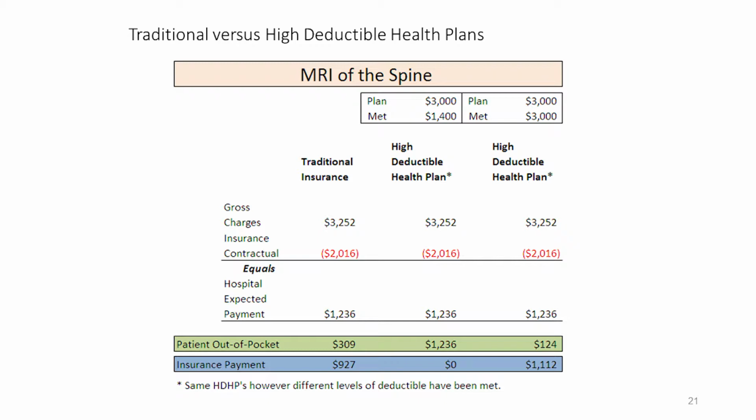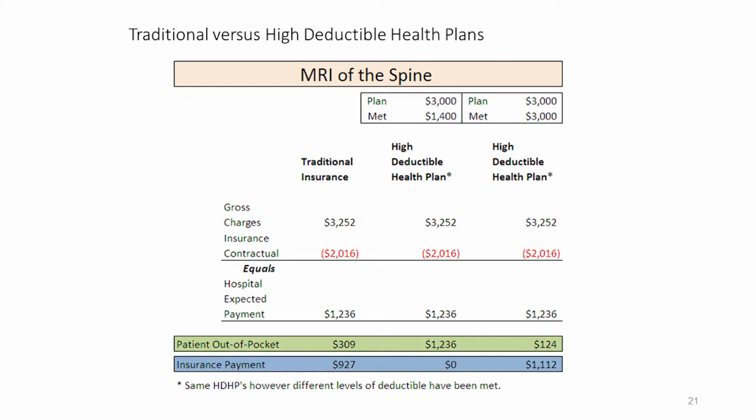So under the second example for the high deductible health plan, the individual has a $3,000 high deductible health plan, and they have met $1,400 of that $3,000. So if you go down to the bottom, what that means is that the insurance will not cover the procedure since the patient has not met their high deductible. So the patient is responsible for paying the full $1,236 out of pocket.